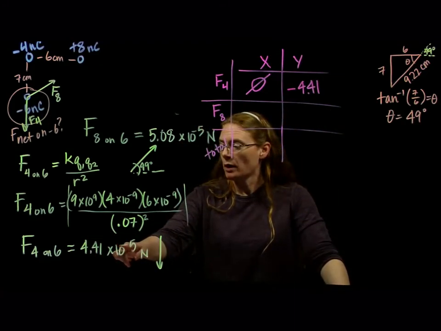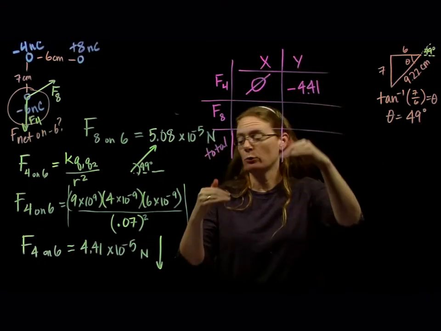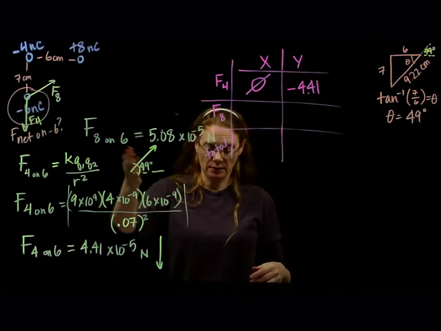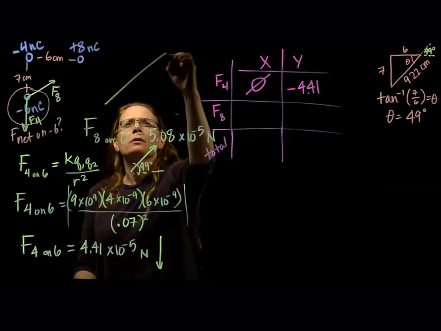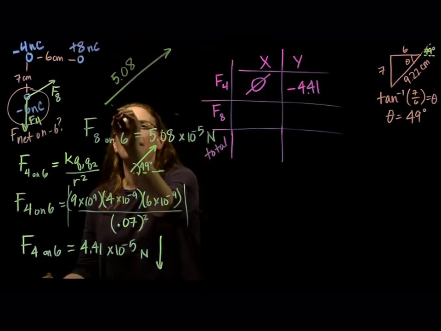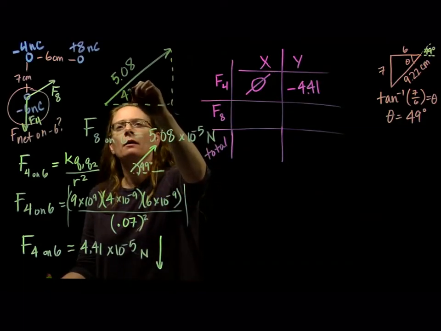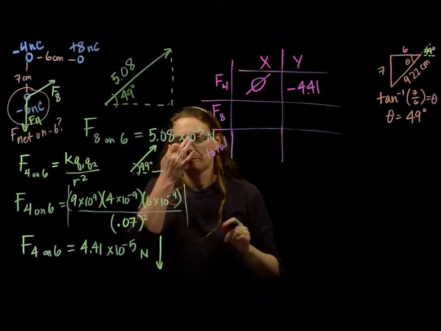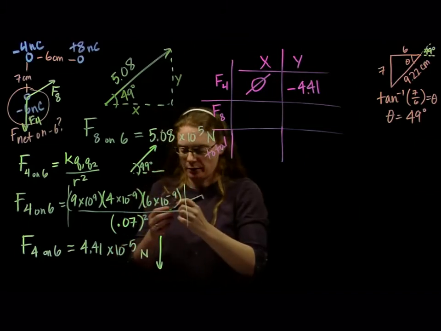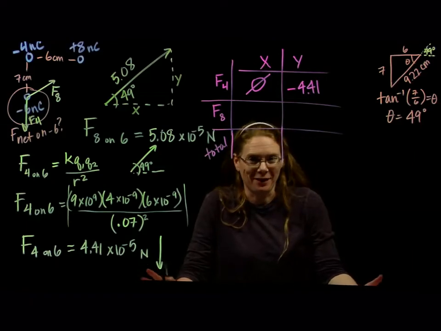So we've done the first one. We have the 4 on the 6. Its horizontal component is nothing. Its vertical component is downward at 4.41. Now I need to figure out the components of the 8 on the 6. All right, the size of it is 5.08 times 10 to the minus 5, and it is acting up and to the right at 49 degrees above horizontal. That means this is going to be its x component, this is going to be its y component, and we can do the same thing we've done with all of our vectors.